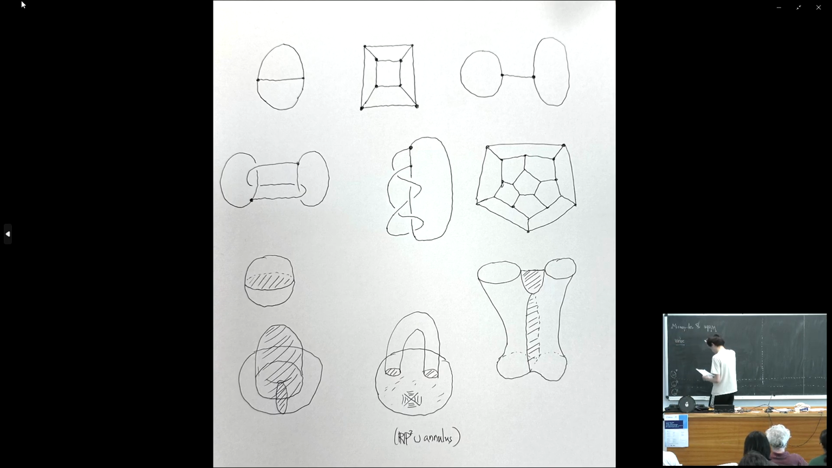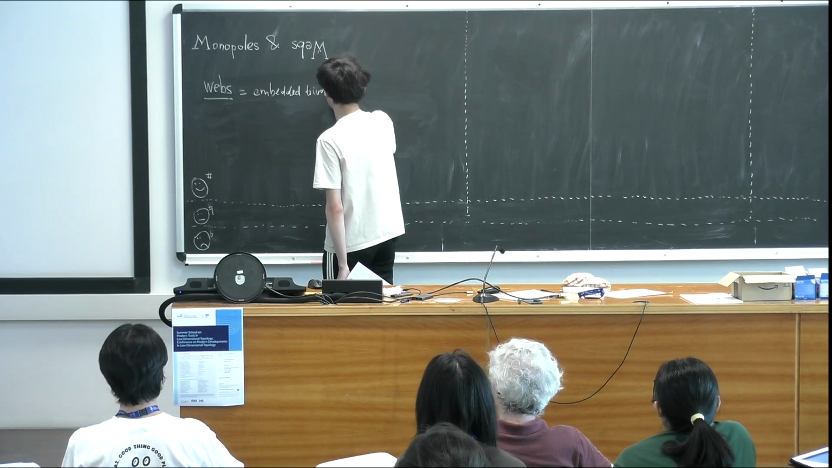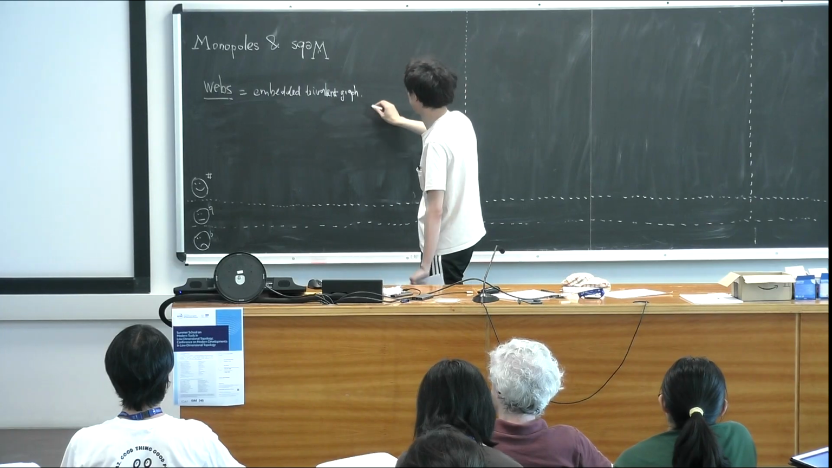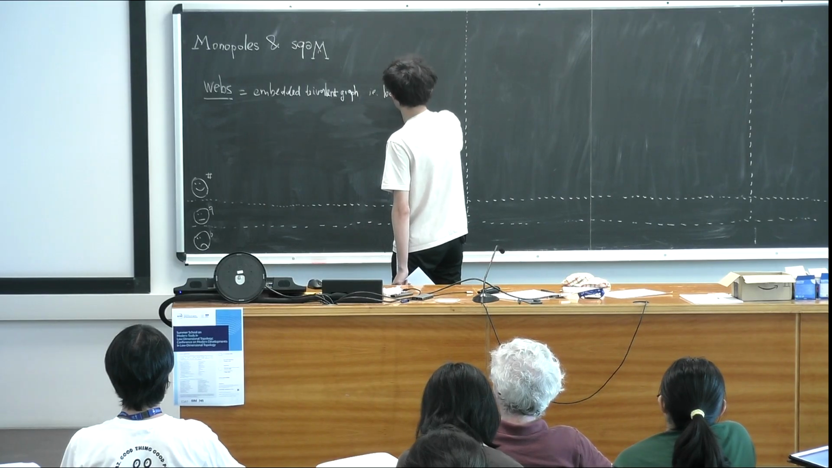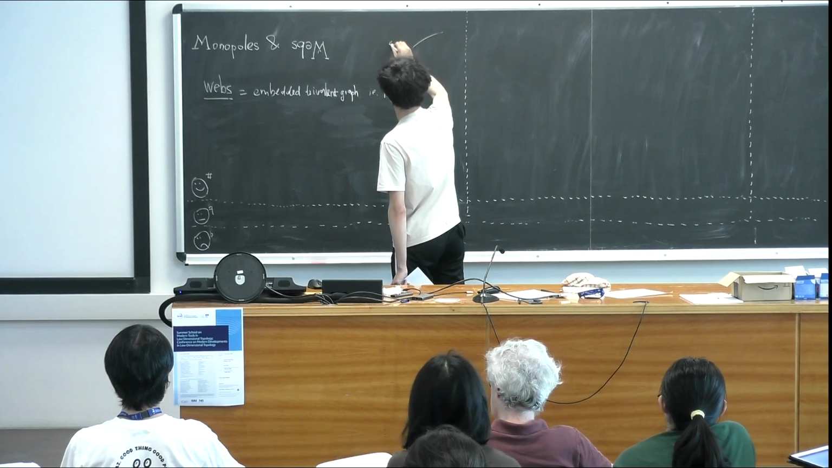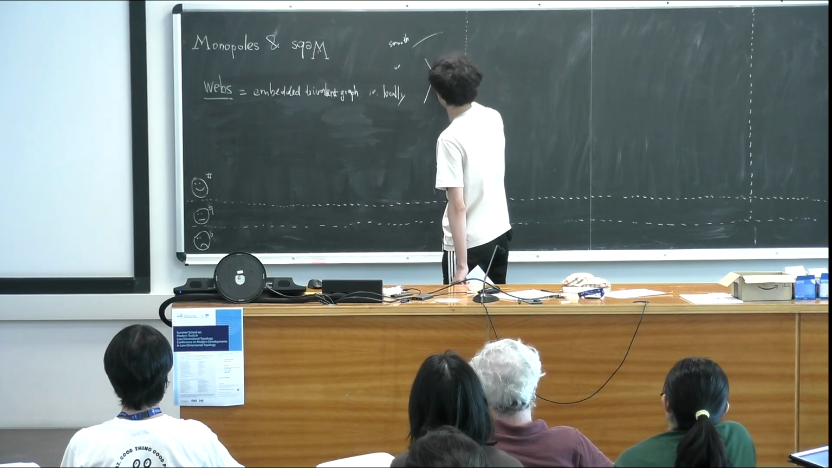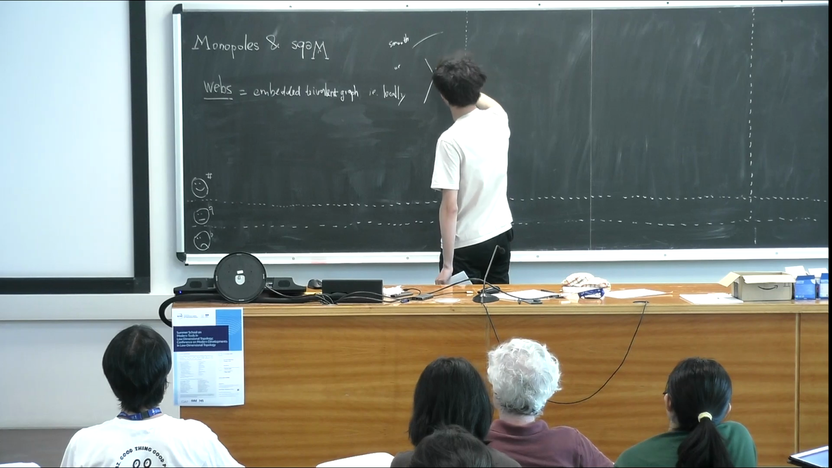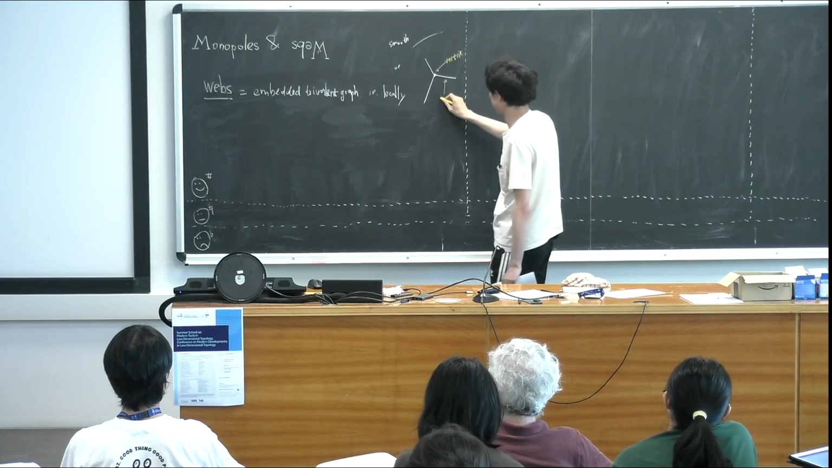By a web, I really mean an embedded trivalent graph inside a three-manifold. So locally, it's either smooth or having the following singularity where three edges come together. This singularity is a vertex, and the component of the rest is going to be called an edge.